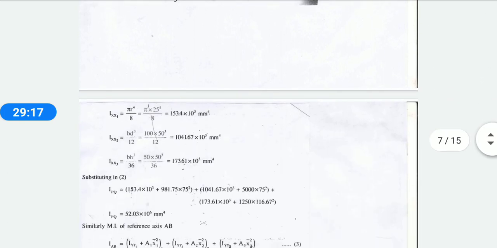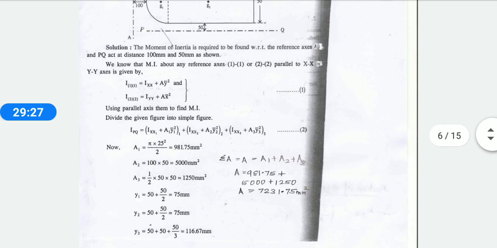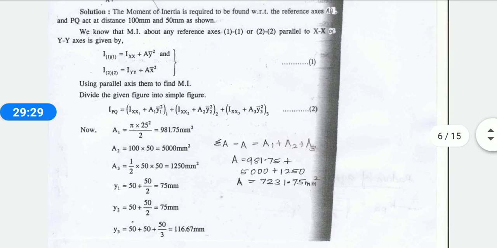Then you move to the formula of I of x1 and I of x2 and I of x3. That means for 3 components you need to find. See, in the formula we have found your y1, y2 and y3, area 1, area 2 and area 3. Now the other thing we have to find is I of xx1, I of xx2 and I of xx3. This is equal to I of your gx value.